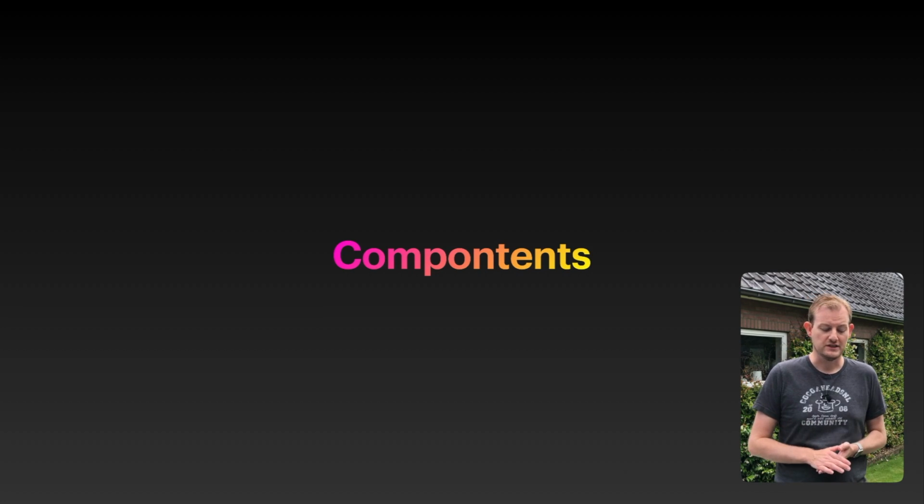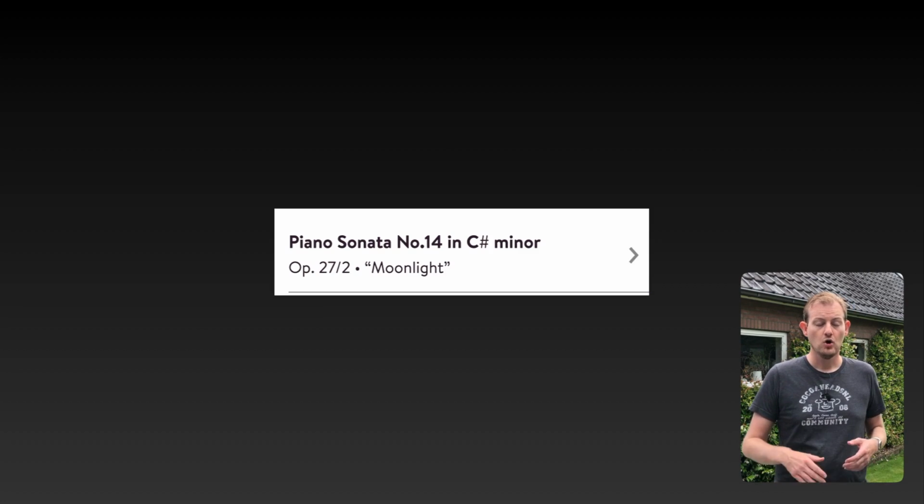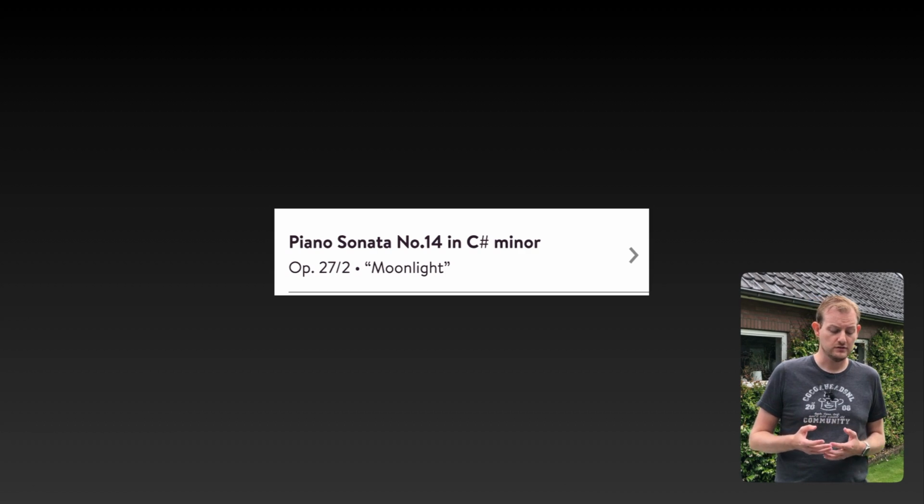First off, let's build some components. We'll start small with a UI table view cell. This cell shows a single work by Beethoven, Piano Sonata number 14 in C sharp minor, opus 27 number 2, also known as the Moonlight Sonata. This looks simple, but of course there's a lot more to it than that.